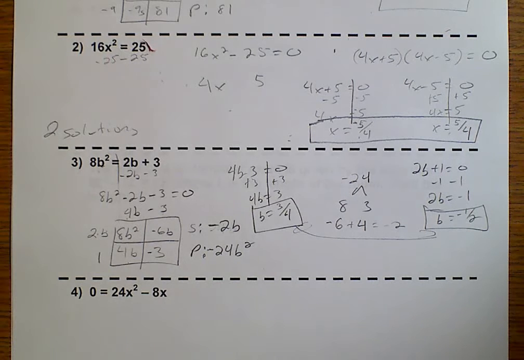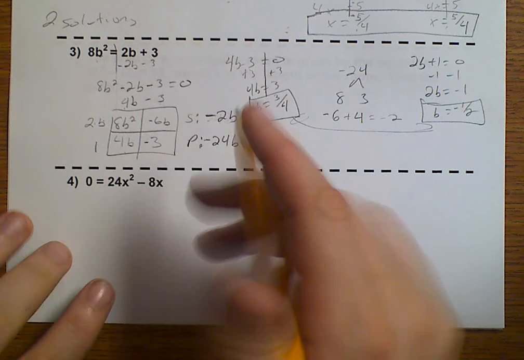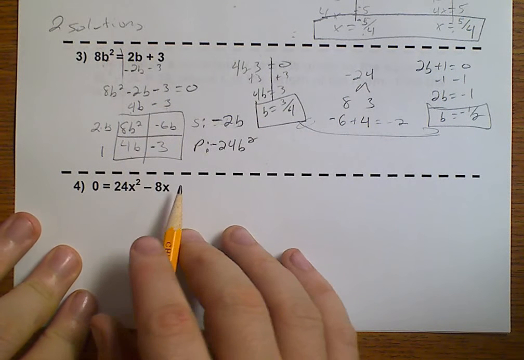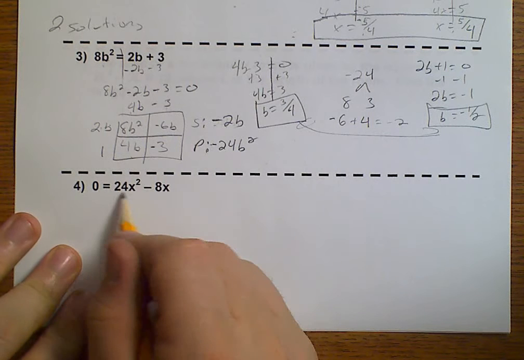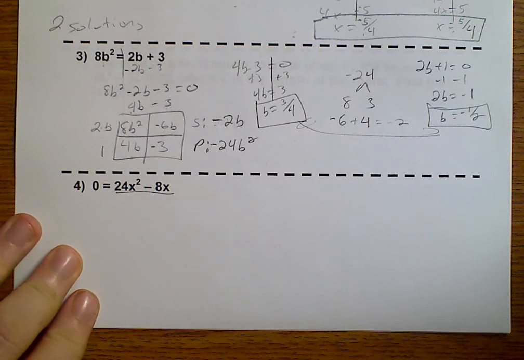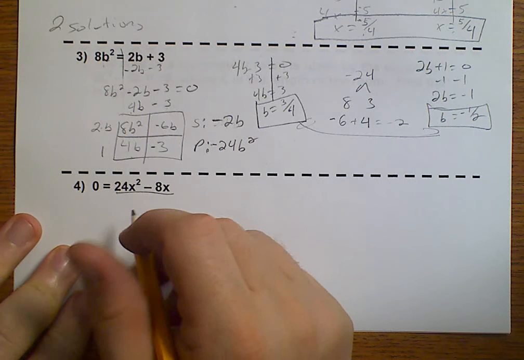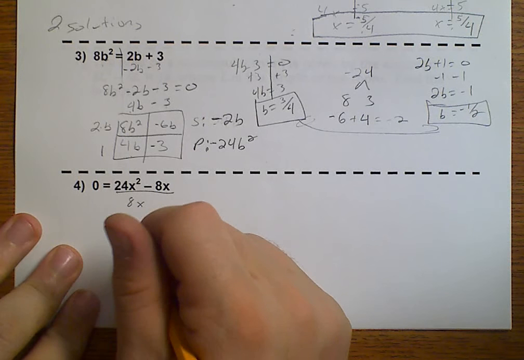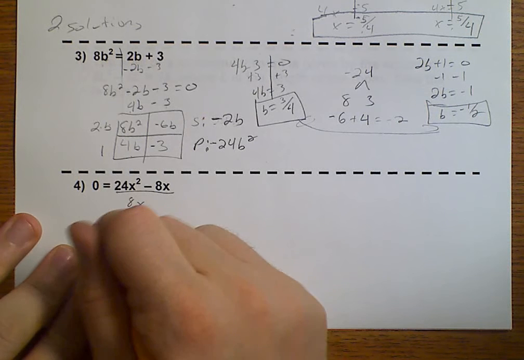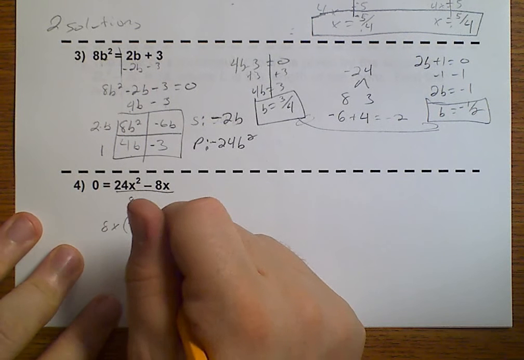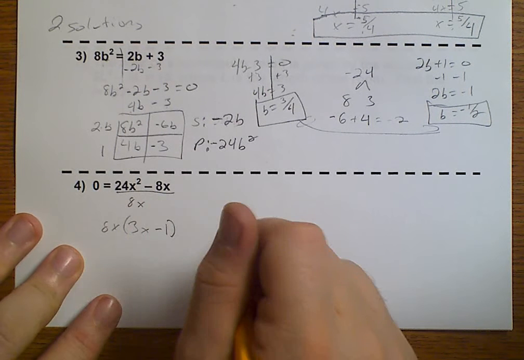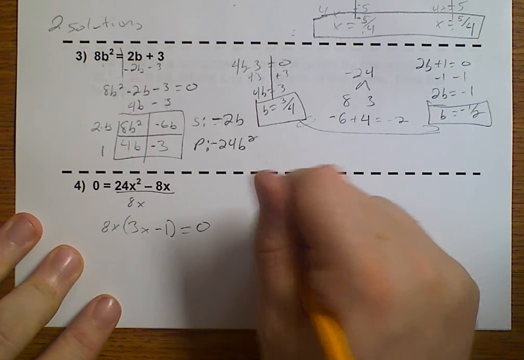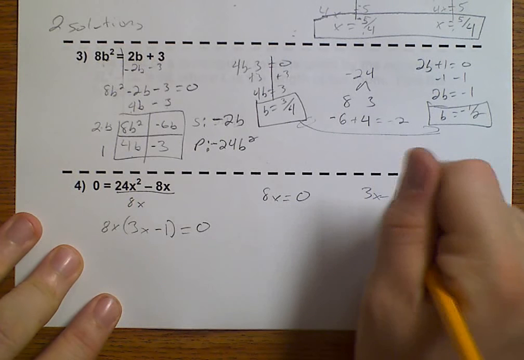Moving on to number 4. Here we already have this equals 0. I look at factoring and, well, I can't, this is a binomial, so let's see if I can factor anything. I can divide everything by 8x. And when I do that, 24 divided by 8 is 3, so I get 3x. So I get 8x times 3x minus 1 equals 0. And so 8x equals 0, and 3x minus 1 equals 0.